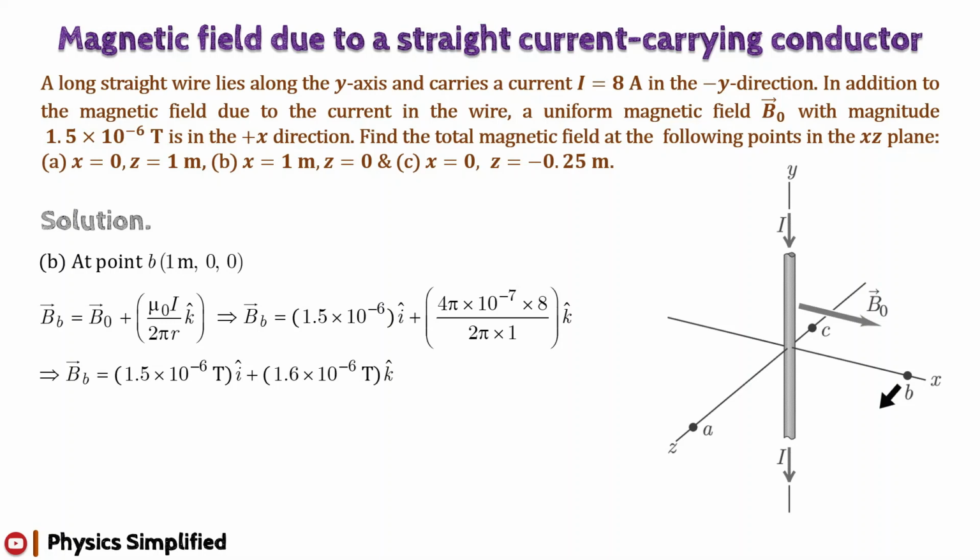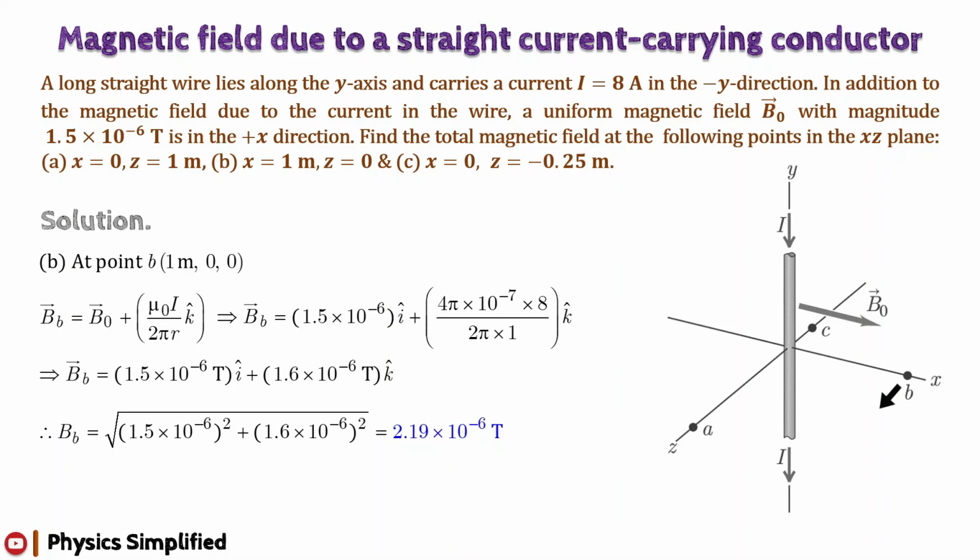So, the total magnetic field vector at point B has two rectangular components, one along the positive x-axis and the other along the positive z-axis. After performing the necessary calculation, the magnitude of the net magnetic field at point B becomes equal to 2.19 into 10 to the power minus 6 Tesla.